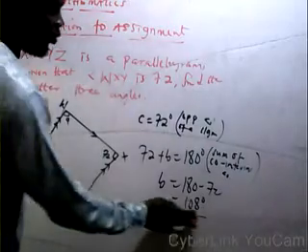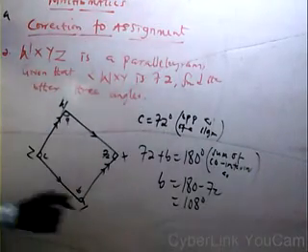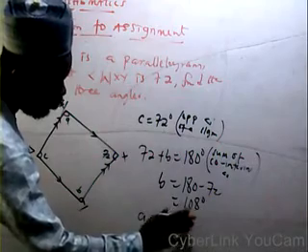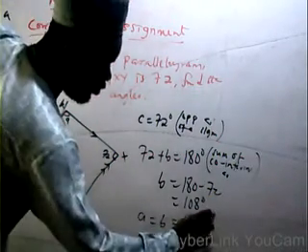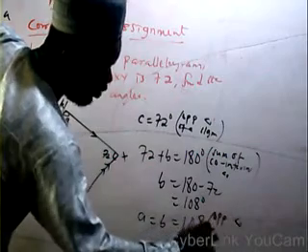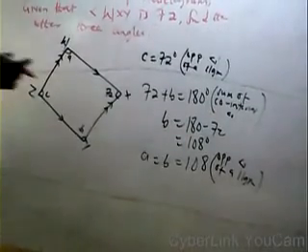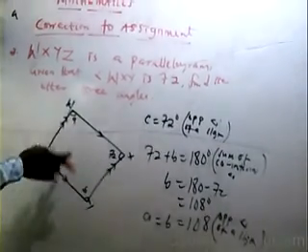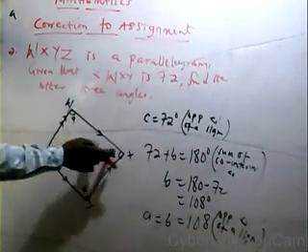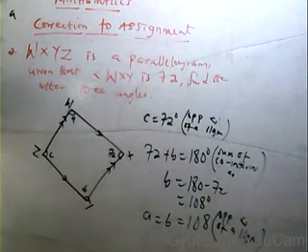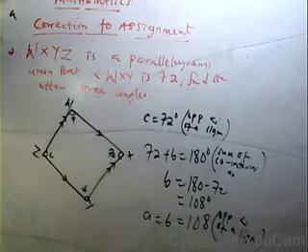So if B is 108 degrees, then what is A? Our A equals B, and that is 108. Why? That is opposite angles of a parallelogram. So that's how you're going to get your answer. So the answer to C is 72. The answer to B is 108. And the answer to A is also 108. So we are going to the last question, which is question 3 now.